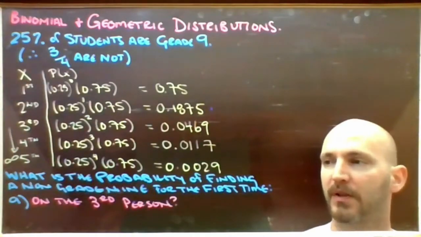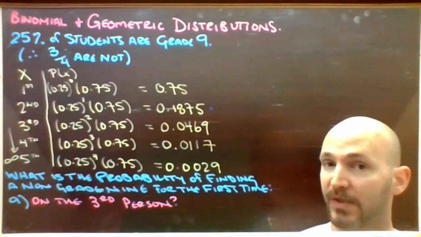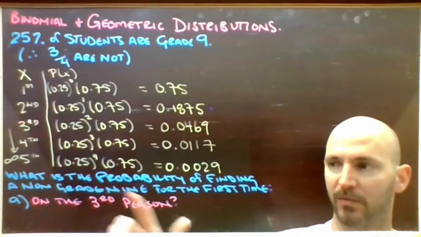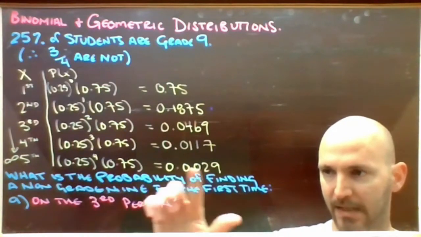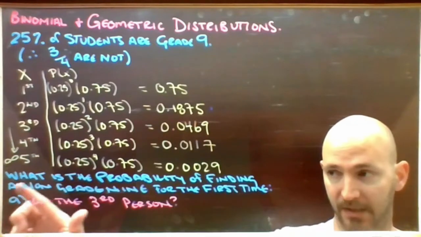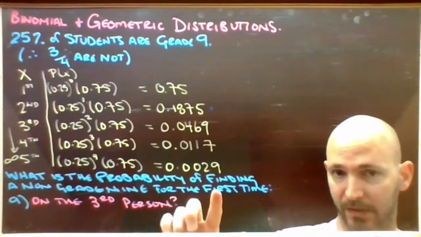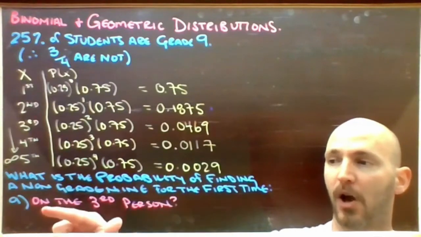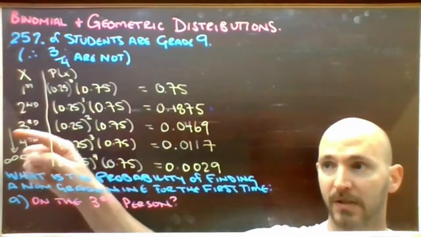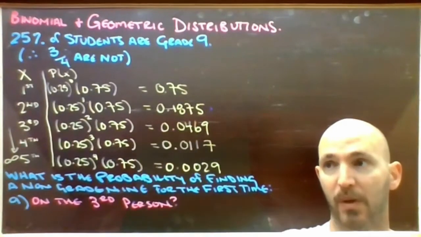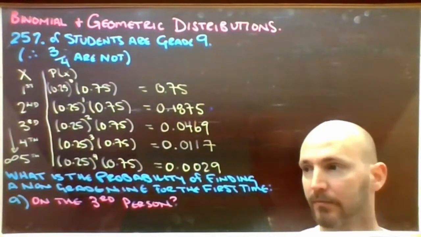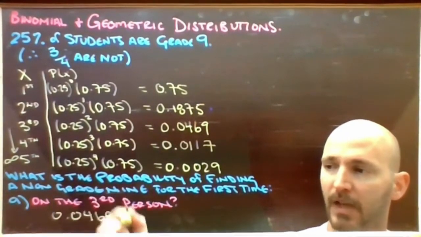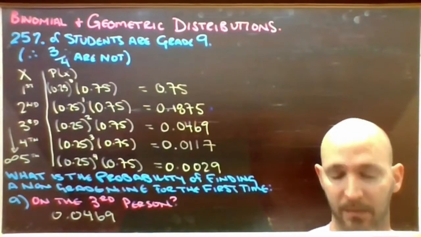What is the probability of finding a non-grade 9 for the first time? And this is the phrase here that triggers geometric distribution, right? This phrasing implies that I keep asking people until I find a non-grade 9 for the first time. What's the probability of finding a non-grade 9 for the first time on the third person? Well, third person, there it is. The answer to that is 0.0469. I just had to pluck the row out of the table.